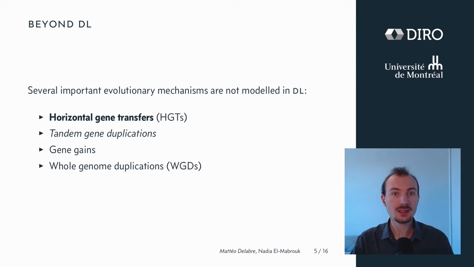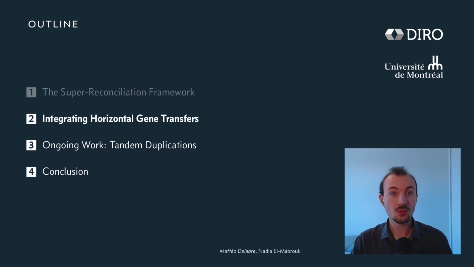Now, although DL is interesting as a theoretical starting point, you can see that it is quite limited if we want to apply it to real-world scenarios. Specifically, there are several important evolutionary mechanisms that are missing here. The most important one being horizontal gene transfers. This mechanism is at the heart of the evolution of bacteria. Another important mechanism that is missing is tandem gene duplications. This mechanism is at the root of the formation of synthenies themselves. So in this talk, the main point I want to address is how we can integrate horizontal gene transfers inside the superreconciliation framework.